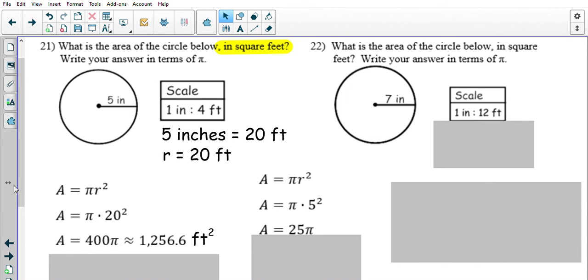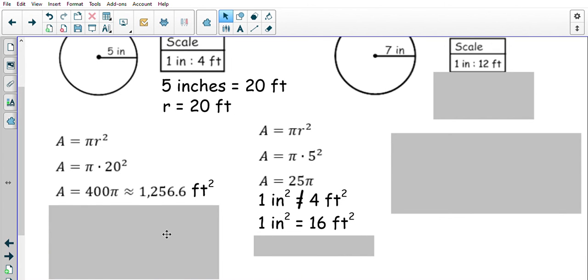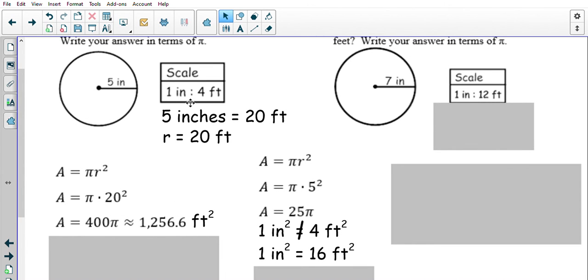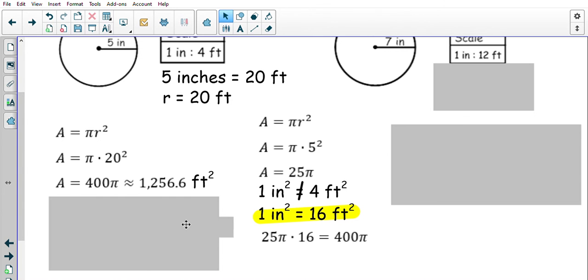So here's the thing that you have to realize is that 1 square inch doesn't represent 4 square feet. So yes, 1 inch represents 4 feet, but 1 square inch doesn't represent 4 square feet. What is true is that 1 square inch represents 16 square feet. So you actually take 4 to the second power to get 16. If you take your 25 pi times 16, that will get you 400 pi.